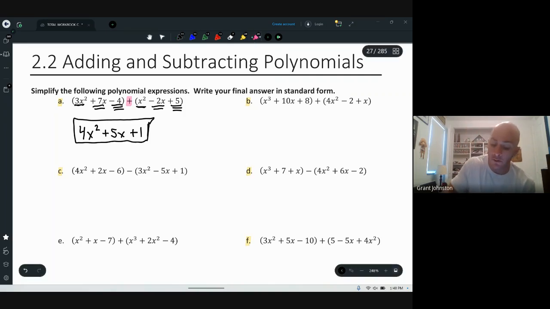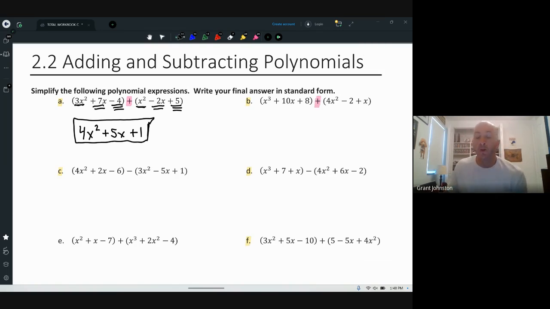B, again, this is an addition problem. So we're going to do standard form, right? We want to start with the highest exponent. So I have x to the third, but there's not another x to the third in this problem, so it doesn't combine with anything. Neither does the 4x squared. There's not another x squared. But what can be added would be this 10x and this 1x, and this positive 8 and this negative 2.